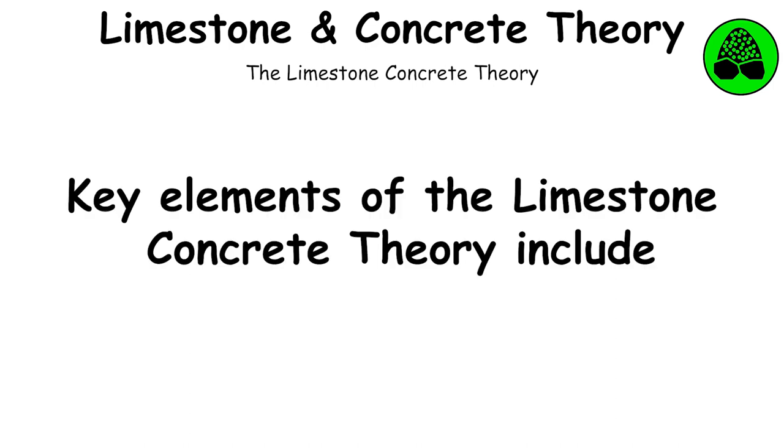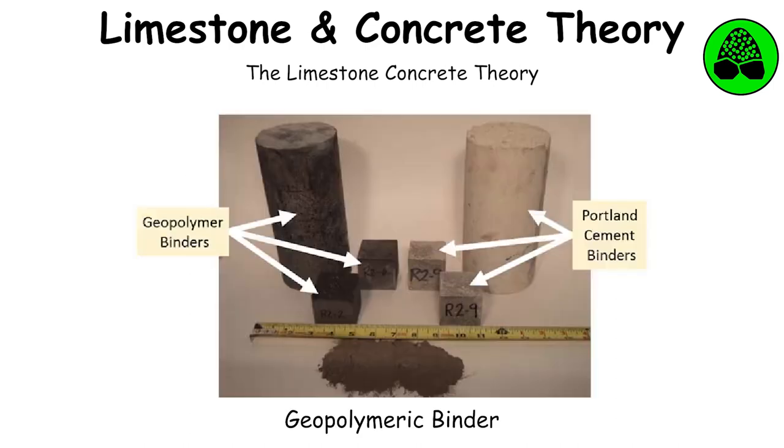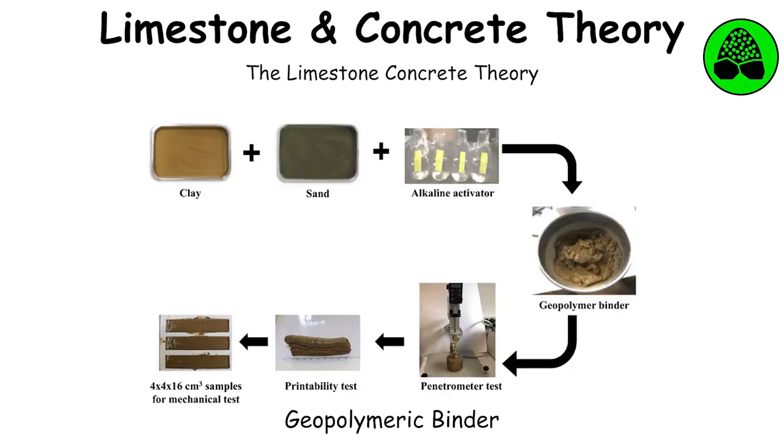Key elements of the limestone concrete theory include geopolymeric binder. The theory posits that the ancient Egyptians used a geopolymeric binder, which is a type of cement made from aluminosilicate materials such as kaolinite clay, lime, and natron (sodium carbonate). This binder would react chemically to form a hard, stone-like material.